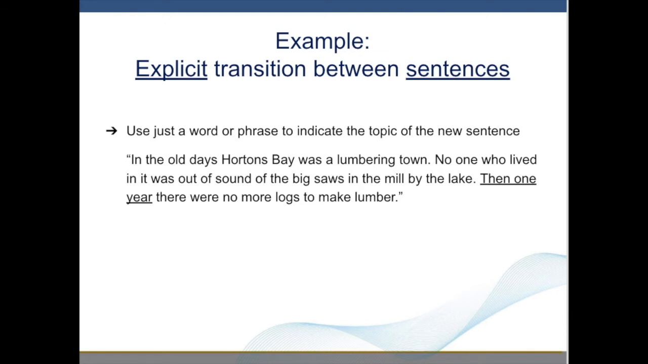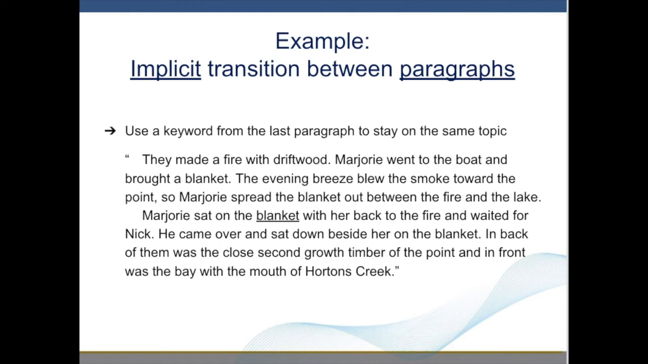Now, how about a transition between sentences? Explicit transitions are just a word or phrase to indicate the topic of the new sentence. The underlined transition orients the last sentence in time. The events in this sentence occur later than those in the previous sentences. Implicit transitions are more subtle than the explicit transitions we've already gone over.